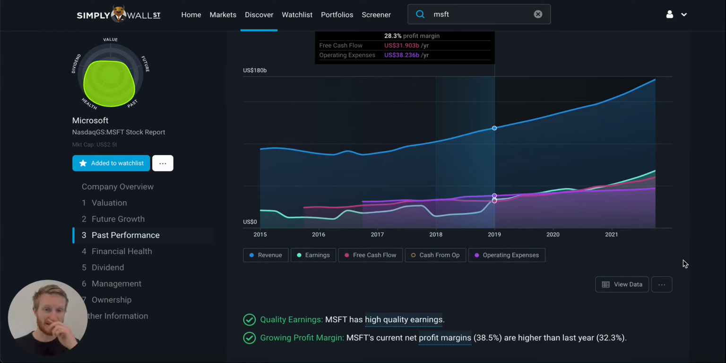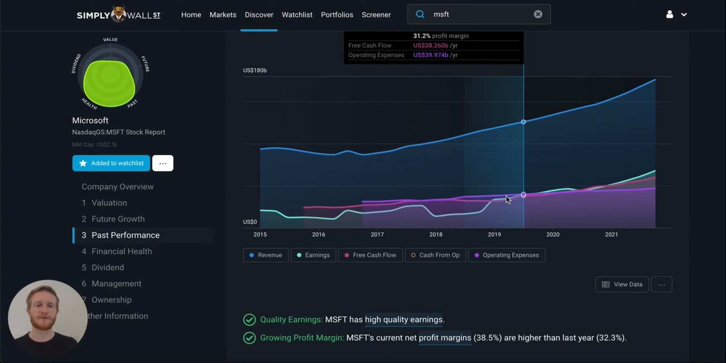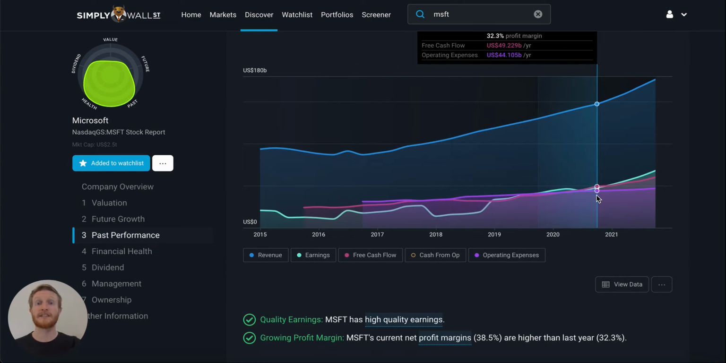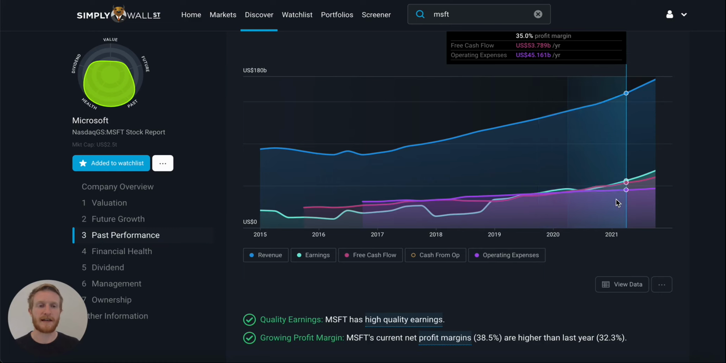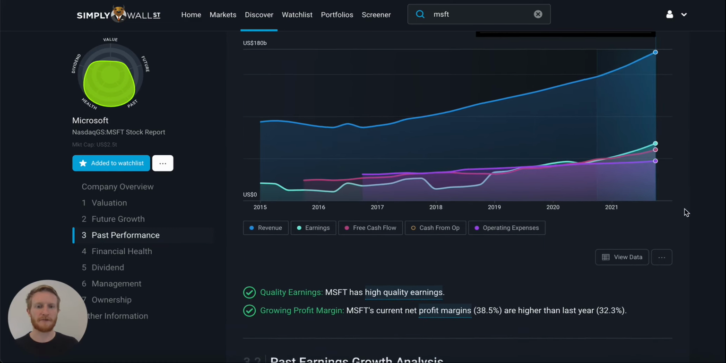If you were to see the opposite, where the profit margins weren't growing, then the company would fail that check. And that would be an instance where, say, for example, operating expenses are increasing much faster than revenue is increasing, or revenue is decreasing and operating expenses are staying the same. So those are two things to keep an eye out for.